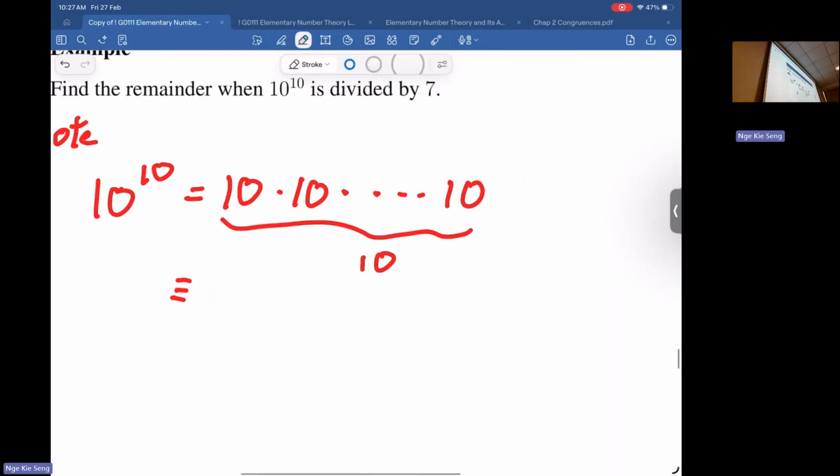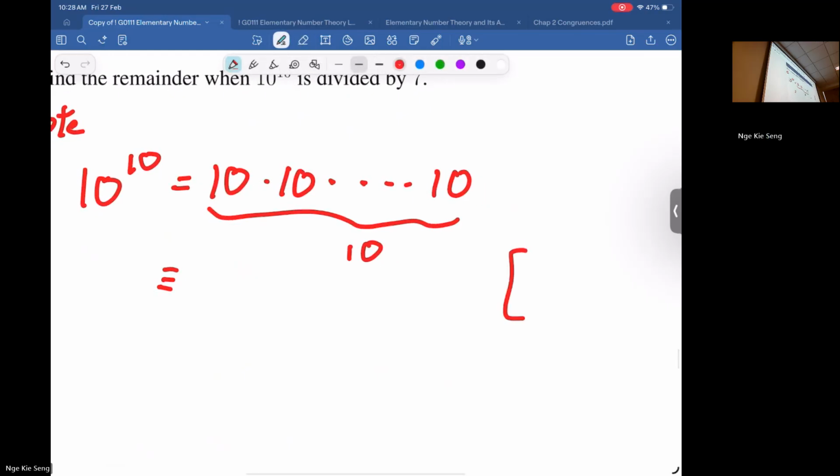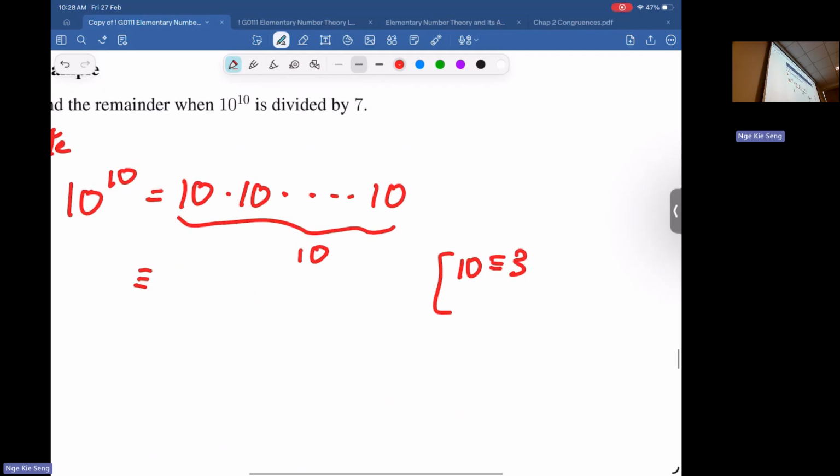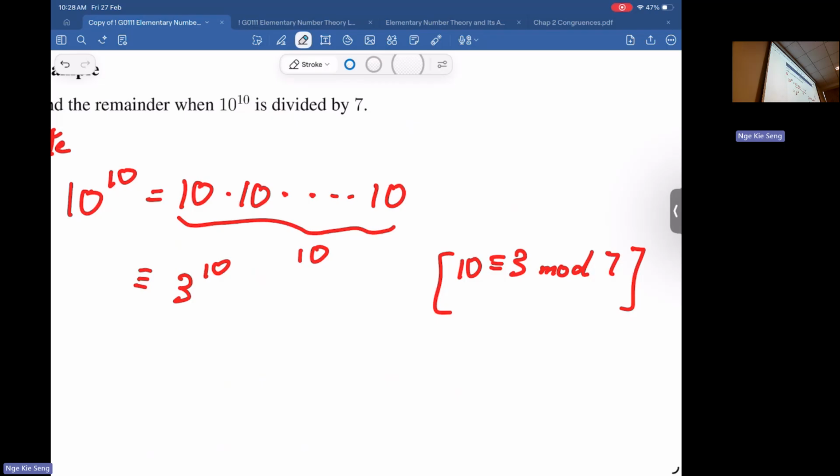Okay, so in this case here, we're gonna replace 10. Because we know that 10 is congruent to 3 mod 7, we can replace the 10 here to be 3. So 10 to the 10 is congruent to 3 to the 10. So remember to write mod 7 whenever you see this triple sign here.